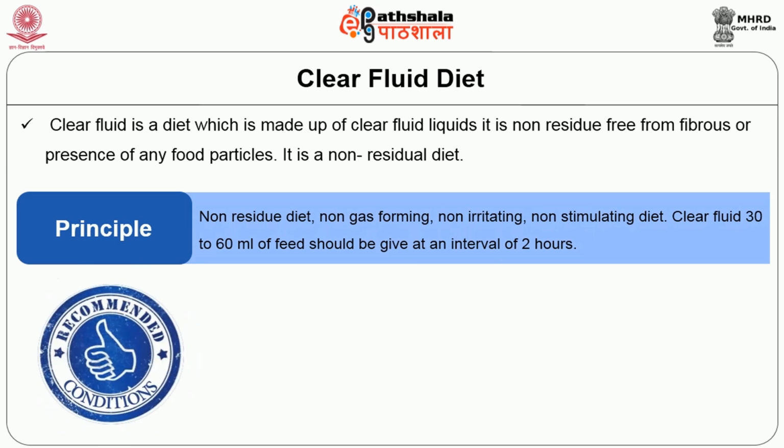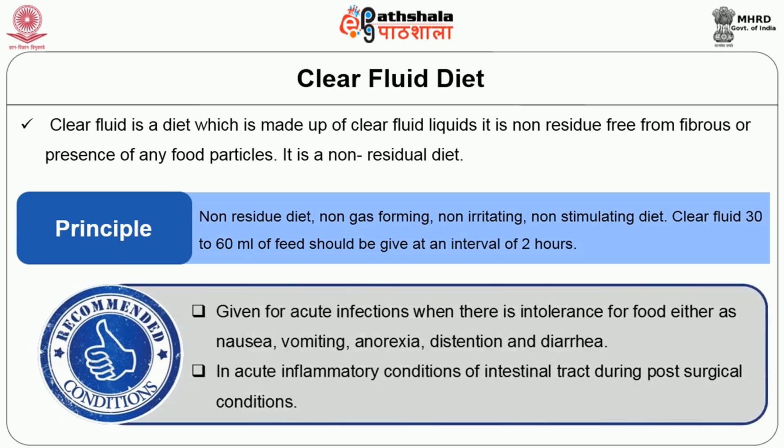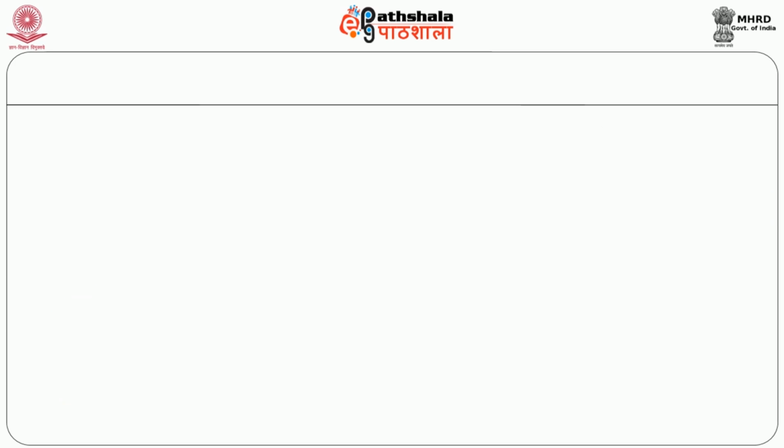The recommended conditions are acute infections when there is intolerance for food, such as nausea, vomiting, anorexia, distension and diarrhea. In acute inflammatory conditions of the intestinal tract and during post-surgical conditions, the clear liquid diet is the start of the diet for the person. Now, when the person accepts and tolerates the clear liquid diet, the person is usually put on the next diet, which is the full fluid diet.